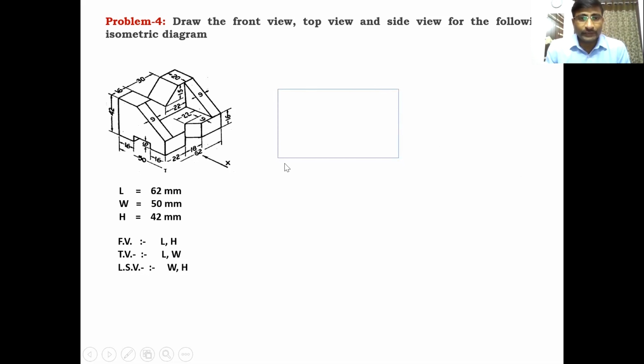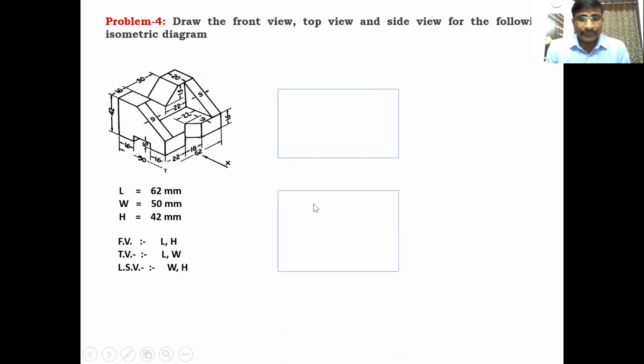This is the front view box with thin lines. Length is 62 and height is 42. Construct a rectangular box of 62 by 42. The front view surfaces must be inserted into this front view box.